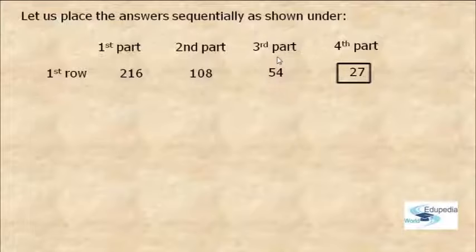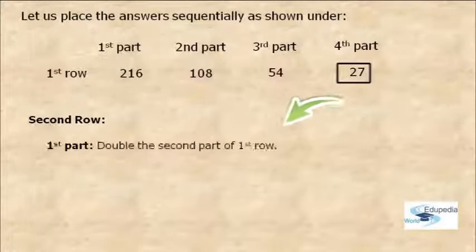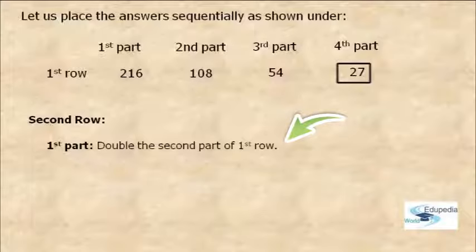Now after getting the answers of the first, second, third and fourth part of the first row, we have to move on to the second row. Here in the second row, in the first part, what we have to do is double the second part of the first row. So the second part of the first row, the answer we have got is 108, and if we double that, 108, we will get 216 as the answer.